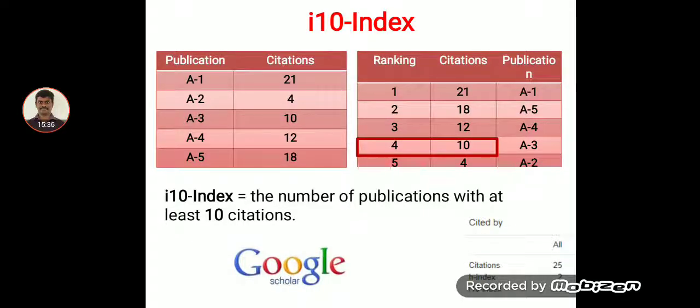So you can see that Google Scholar gives the i10 index of an author. Here in the example, the i10 index of that author is 1, which means that one of his research papers has more than 10 citations.